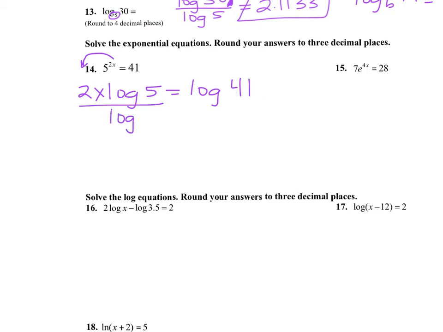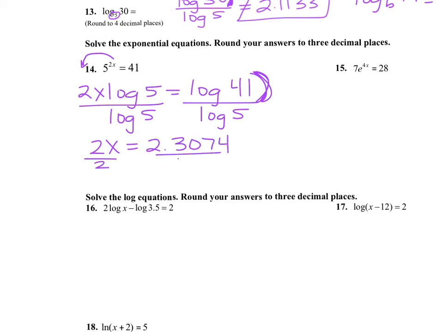Now what do you do? Divide by log 5. Parentheses matter, right? Keep those parentheses going. So log 41 divided by log 5, you get 2x equals, whatever that comes out to, 2.3074. And then divide by 2. So x is approximately 1.154 if we're doing 3 decimal places here.